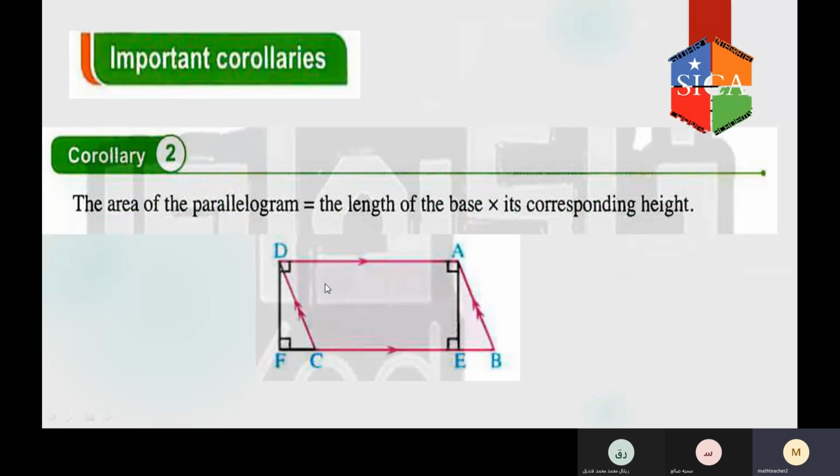If AEFD is a rectangle, its area equals length times width. Here its length is the common base and its width is the height of the parallelogram. That proves the previous corollary, which says the area of a parallelogram equals the area of the rectangle which has a common base and is between two parallel straight lines.